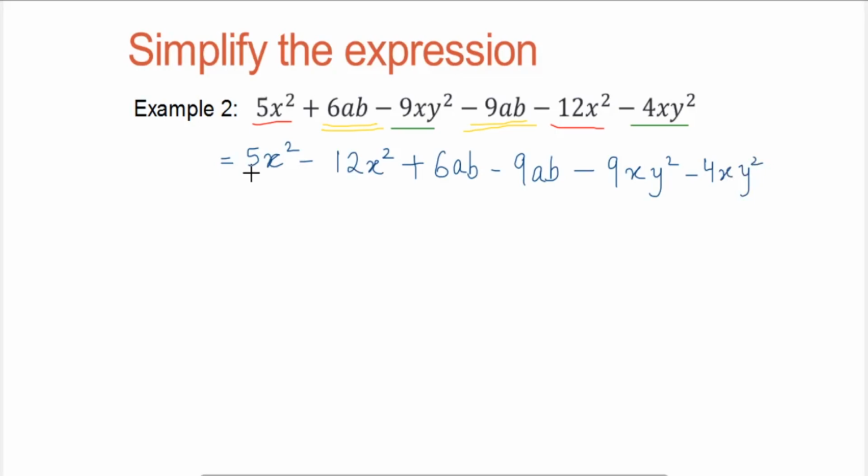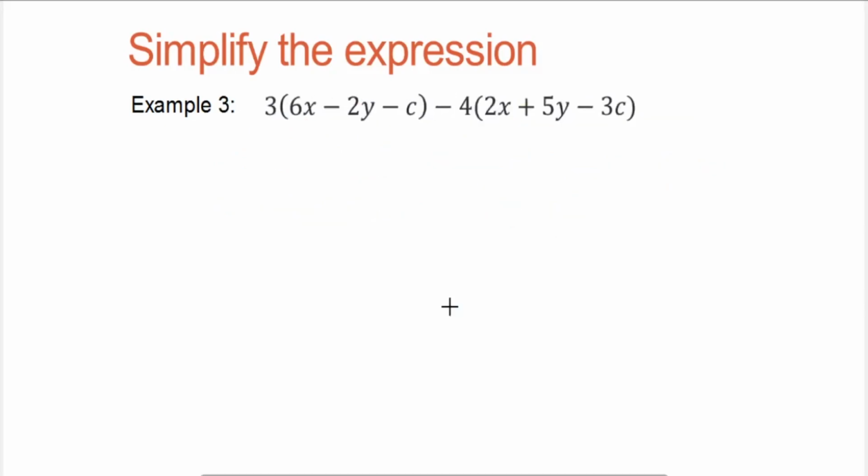So, in this case, 5x square minus 12x square, 5 minus 12 is minus 7x square. 6 minus 9 is minus 3ab and minus 9 minus 4 is minus 13xy square. There is a video based on addition and subtraction of integers already available on the channel. So you can watch that and understand how I simplified the coefficients of these like terms.